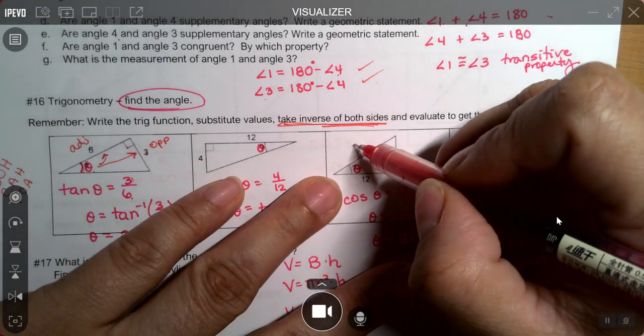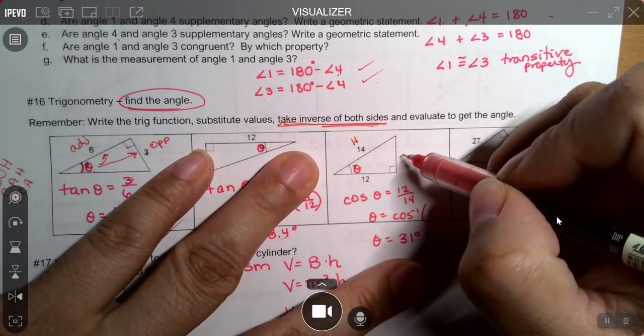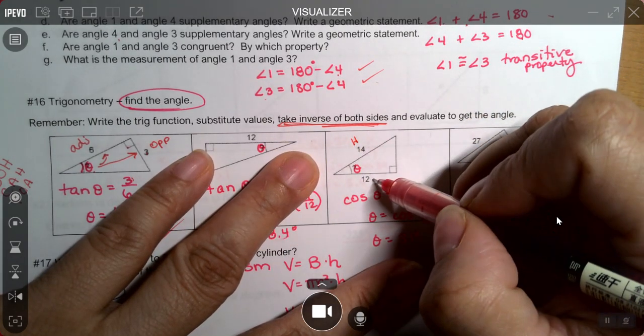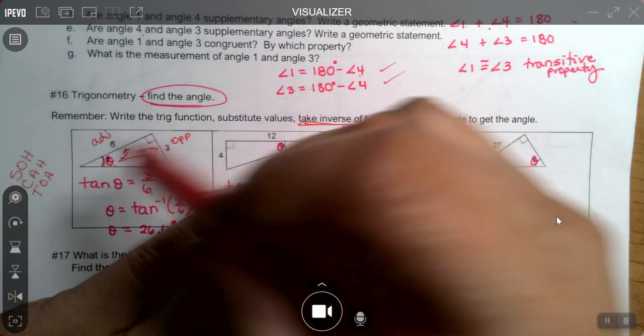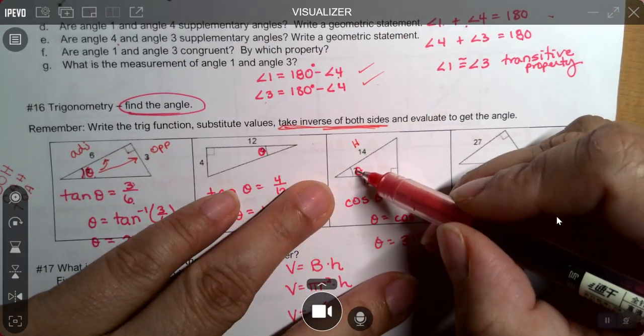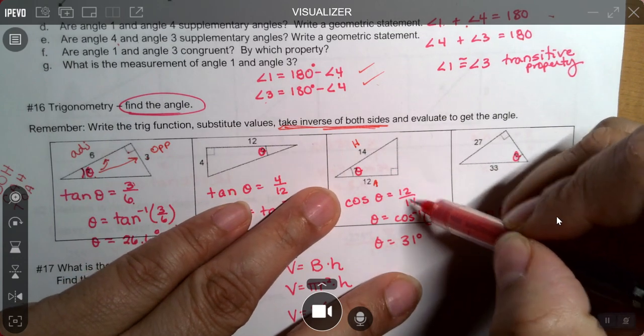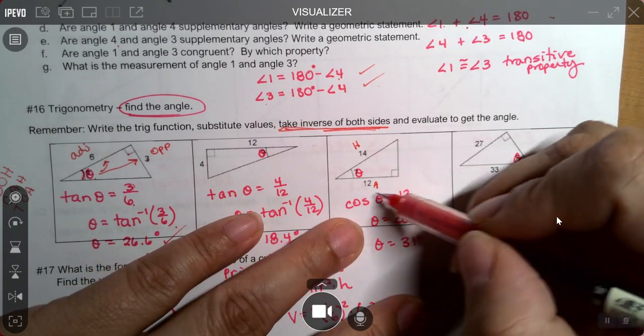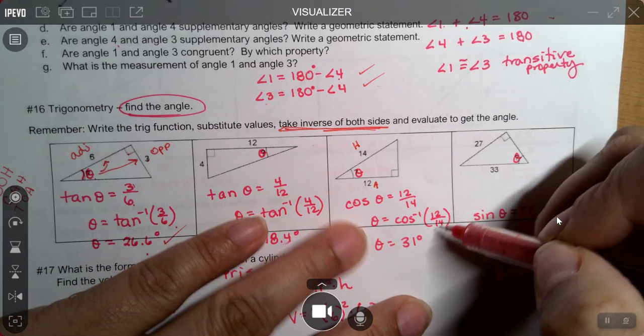This is 90, so this one is the hypotenuse. That's opposite, and this one's adjacent. So that's why it's cosine, adjacent over hypotenuse. So the cosine of the angle is 12/14. Take the inverse cosine of both sides, and you get this.